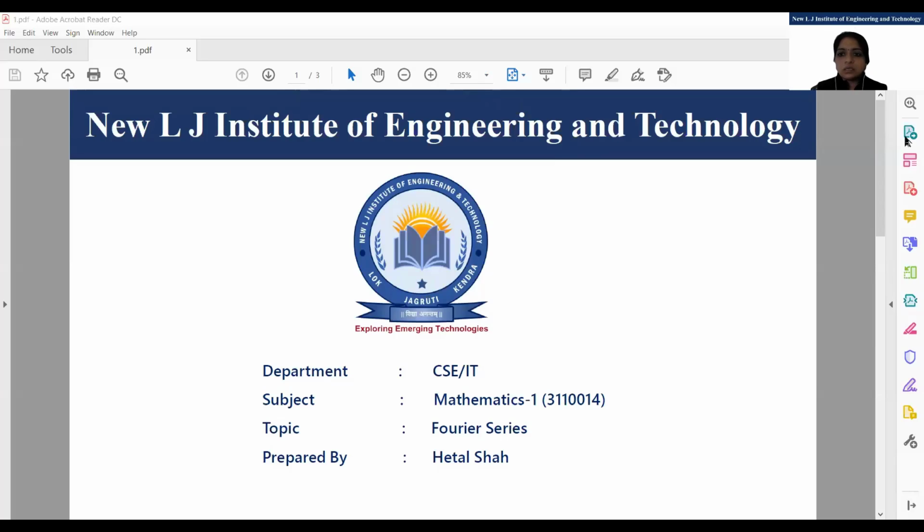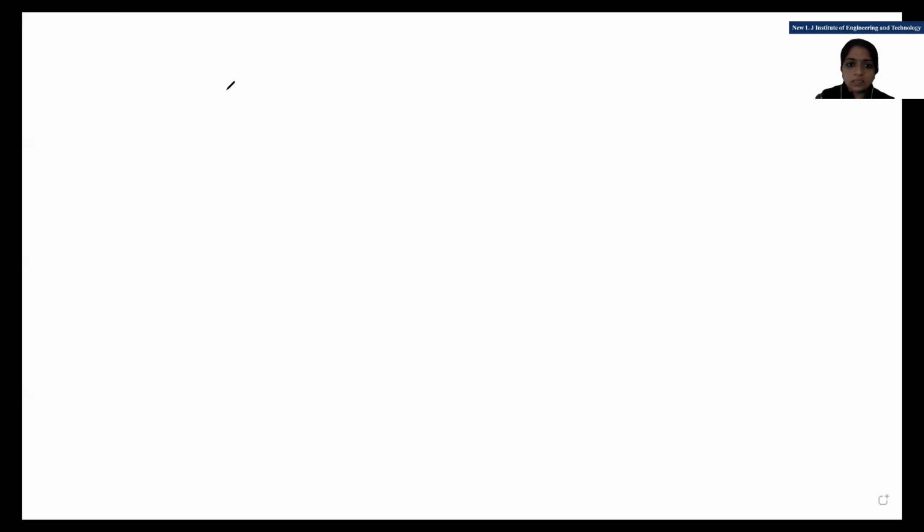This is the last lecture for the Fourier series. So let's start our last topic of the Fourier series, that is half range series. In half range Fourier series, there are two types of series: one is cosine series and the other one is sine series. So let's recall the formula of cosine series and sine series.